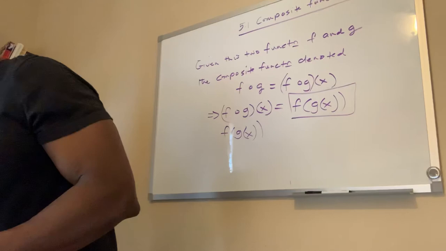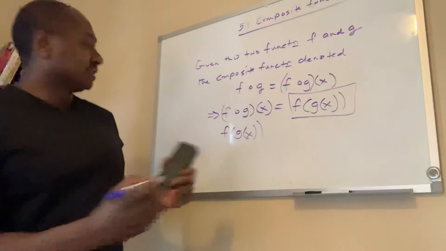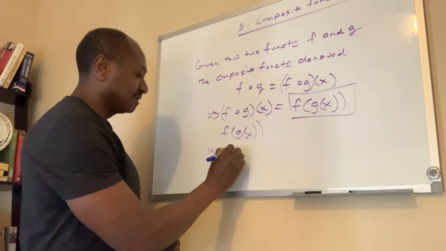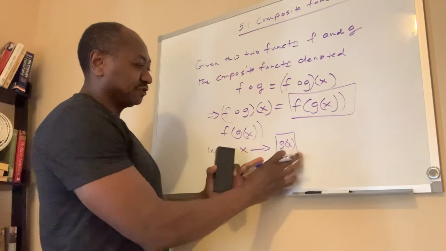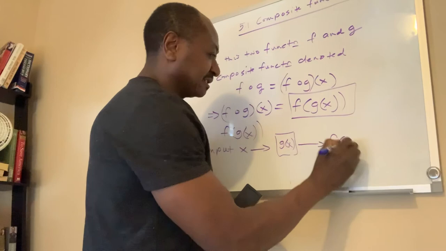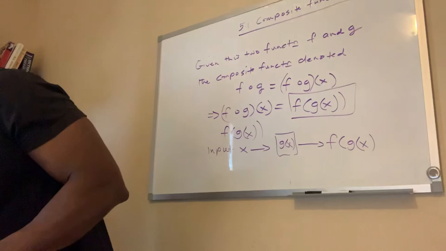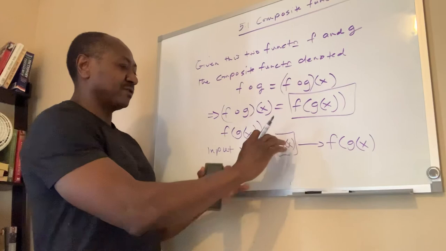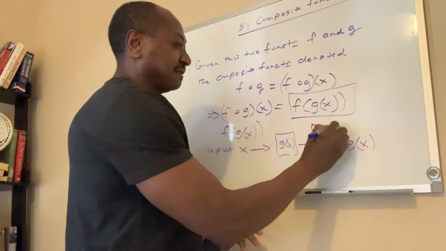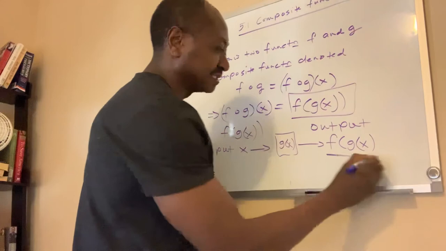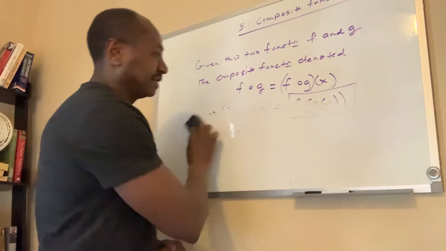So let's say that we have some input x. We put this input x into some container, and the input goes into this container, it does whatever it has to do, and then the output comes out. So you have some input, you put it in the container of g of x, and g of x uses that input x to process it, and then outputs that into f of g of x, and that is a composite function. Okay, so let's go right ahead and look at some examples of composite functions.